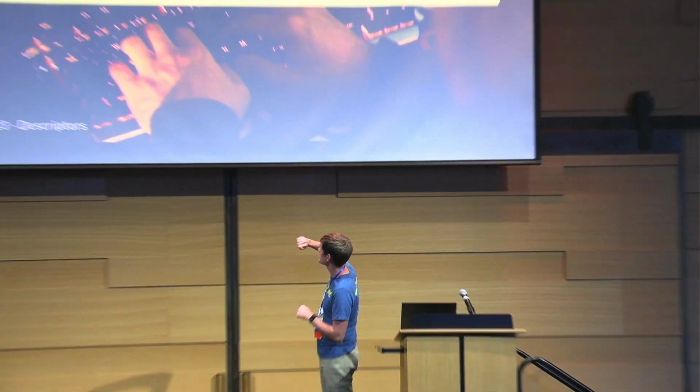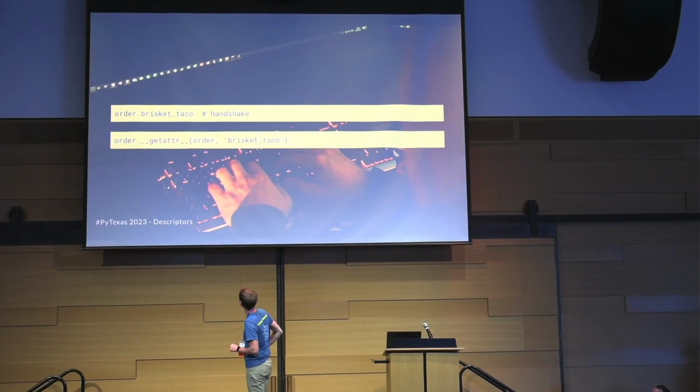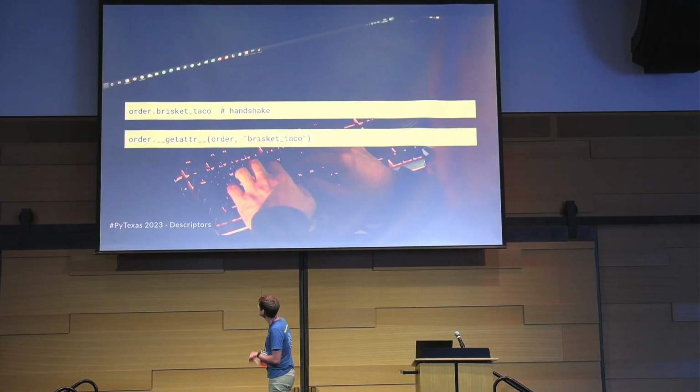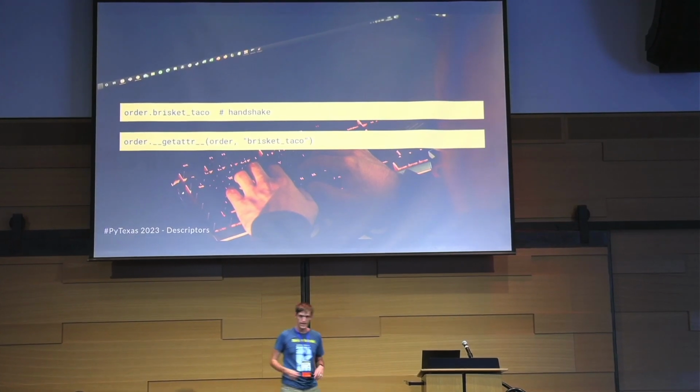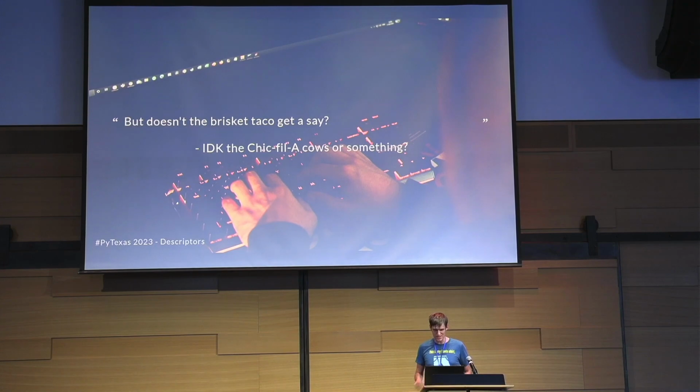Let's do it. Go. Two snakes in a trench coat: descriptors. A lot of you might be familiar with getattr, which is how do you get me? It's half of a handshake. So if I have this order instance and I ask for a brisket taco, which I usually do, if it didn't exist, you'll go for getattr. It's great. There's also __getattribute__. Nobody uses it. But doesn't the brisket taco get a say?